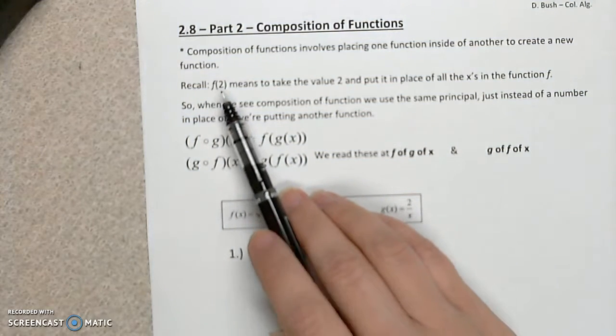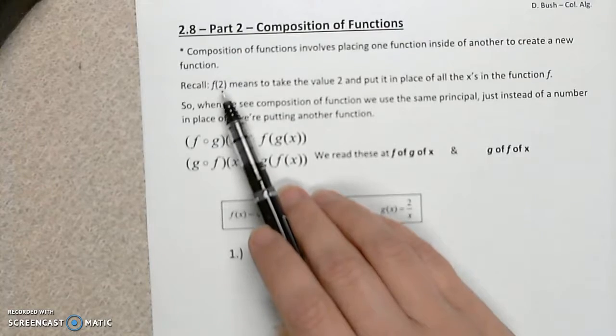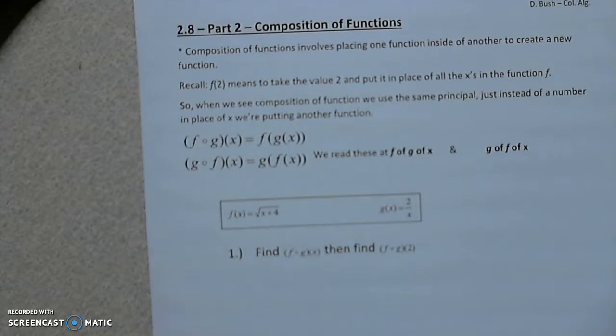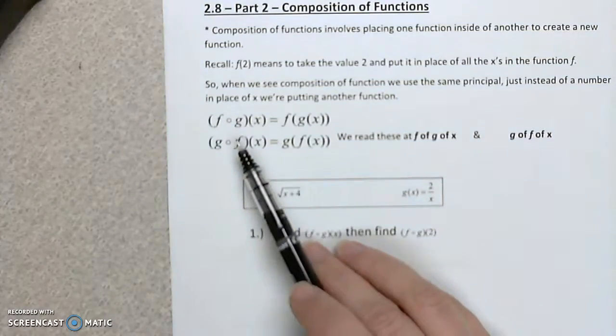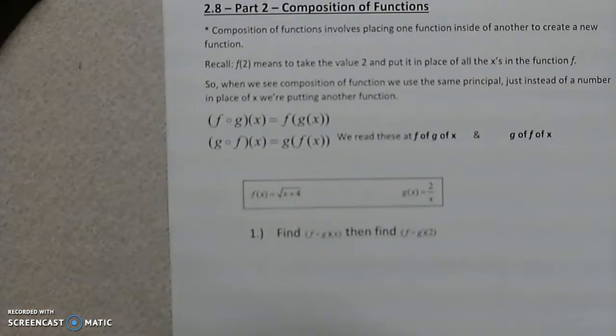If you'll think back to when we first started talking about functions, remember we said f of x, and then we used f of 2. When we had f of 2, that meant we took the value 2 and put it in place of all the x's in the function f. Well, this principle works similarly, except instead of replacing the x's with a number, you're going to replace the x with another function. So when you're talking about compositions of functions, these are the two ways you're going to know it's composition of functions.